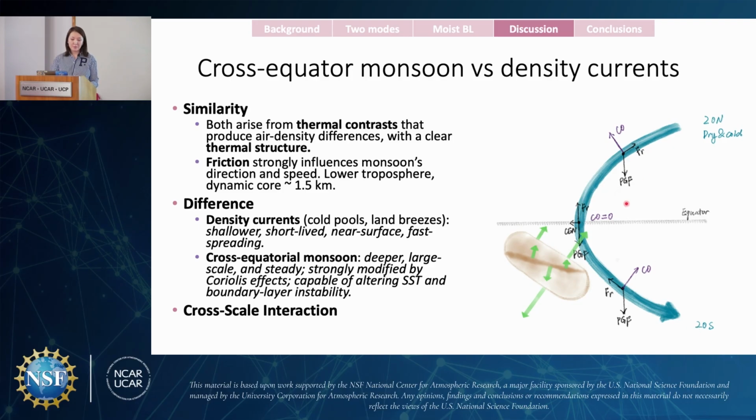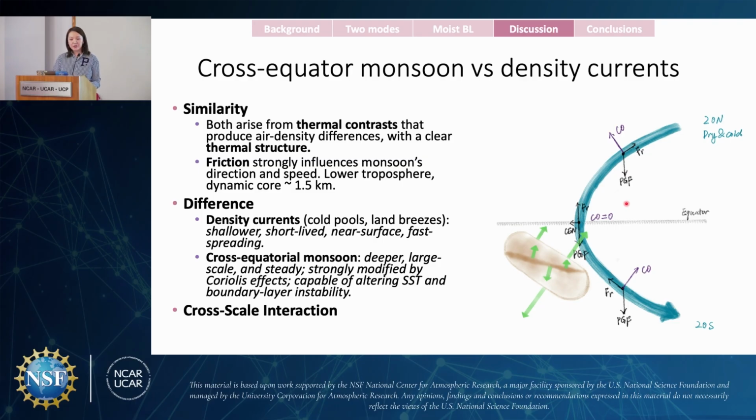That means the monsoon travels in the lower troposphere, and the dynamical core is around 1.5 kilometers. So that means the monsoon will not follow the quasi-geostrophic balance. It is a kind of large-scale density current propagating in the lower troposphere and can directly cause cross-scale interactions with other kinds of density current. And of course, they have a lot of differences.